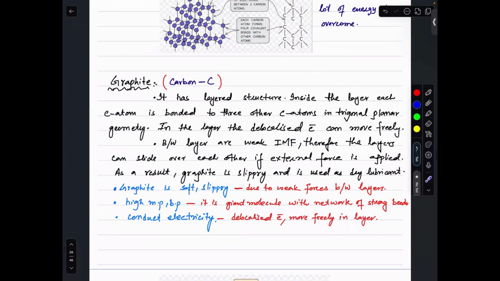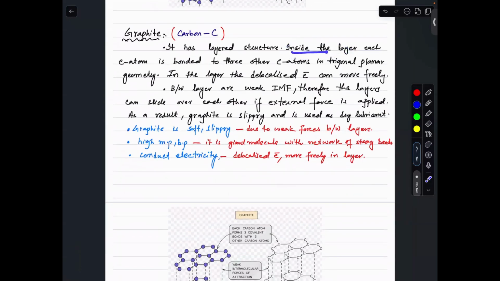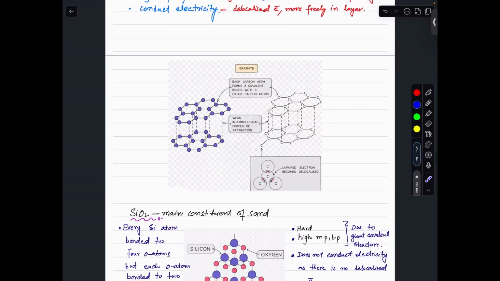It has a layer structure. Inside the layer, each carbon is making 3 bonds with 3 other carbon in trigonal planar geometry. In the layer there are delocalized electrons that can move freely, making it a good conductor of electricity. Between the layers are weak forces, therefore the layers can slide over each other if external force is applied. Therefore, graphite is slippery. High melting point because there is a network of covalent bonds.